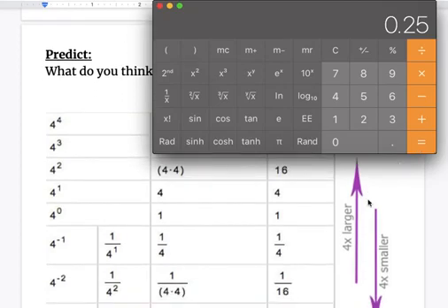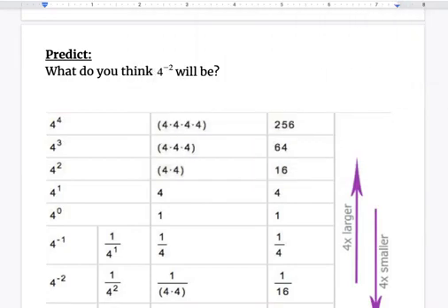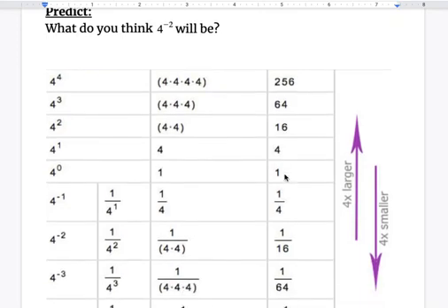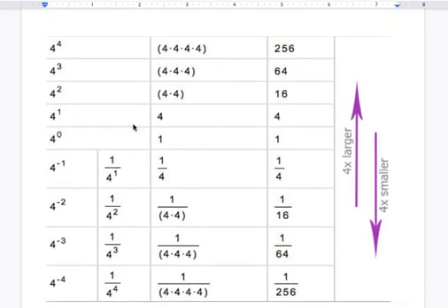Then to get from 4 to the negative first power to 4 to the negative second power, we would divide by 4 again. So we get 1/16 or 0.0625. It's the same as 1/16 because if you take 1 divided by 16, you get that number, okay? So we don't get a negative answer. We get a fraction or decimal answer. And that's the tricky part here.